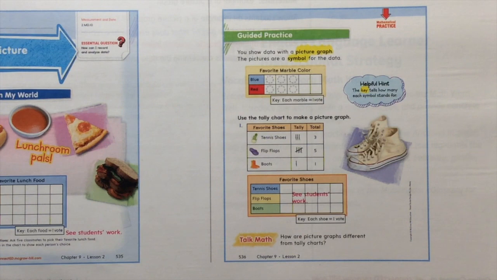Then down below it says, how are picture graphs different from tally charts? We've kind of talked about how they're the same. This question asks, how are they different? So talk to a parent or an older adult in your family and have a discussion about how picture graphs and tally charts are the same, and then how are they different.